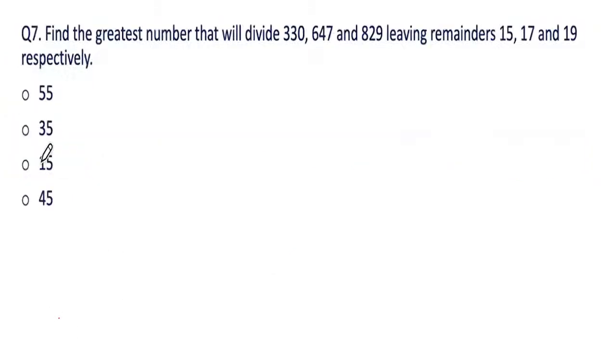Okay, ready. Let me go for the next question. Find the greatest number that will divide 330, 647, 825, leaving remainders 15, 17, 19. Okay, students. So we need to find the number which will divide these numbers, leaving the remainders.